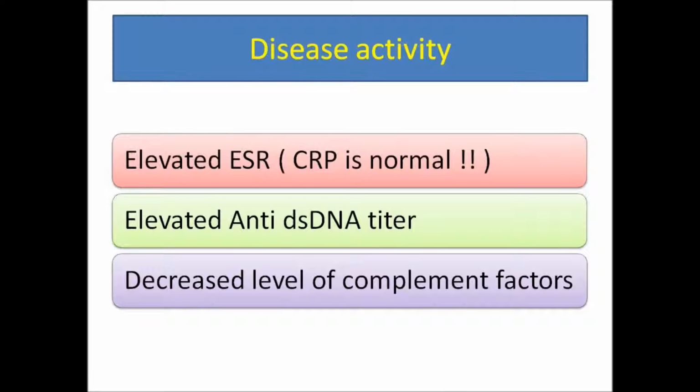Disease activity. How do we measure disease activity? We have 3 criteria. There is elevated ESR, but the C-reactive protein is normal, and we don't know why C-reactive protein is normal in SLE, but this is highly specific. I think it's also seen in systemic sclerosis, and in SLE C-reactive protein is normal while ESR is elevated. We have also, as we said, elevated anti-double-stranded DNA titer, and there is decreased level of complement factors. So 3 criteria: elevated ESR, elevated anti-double-stranded DNA titer, and decreased level of complement factors.